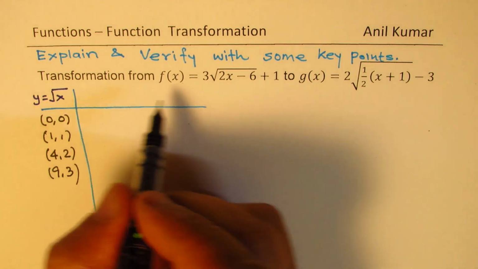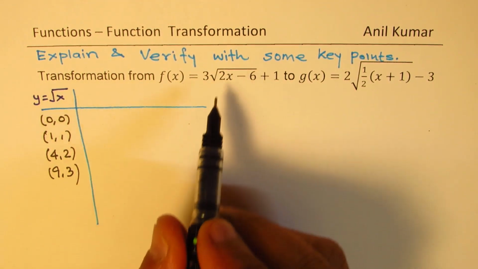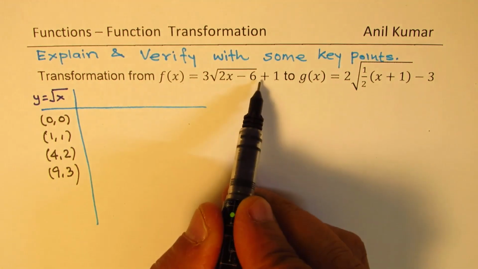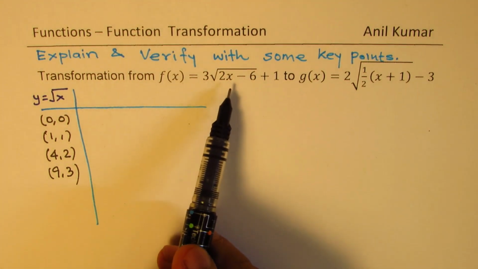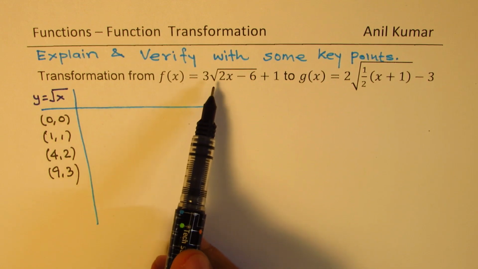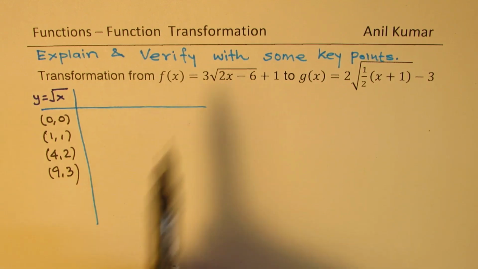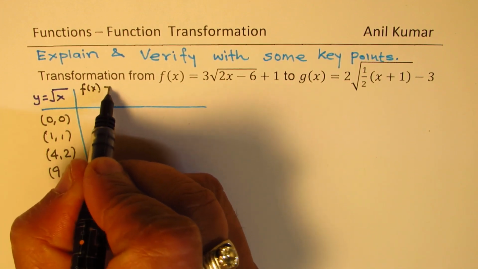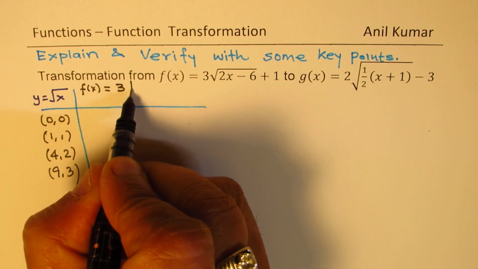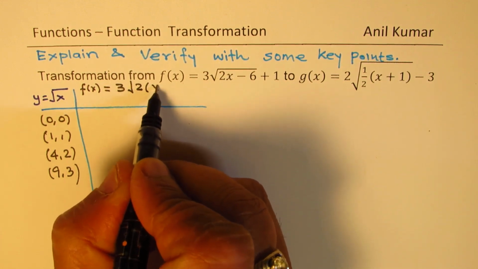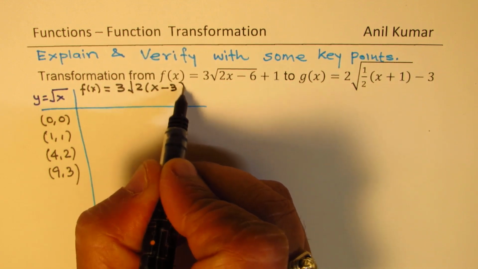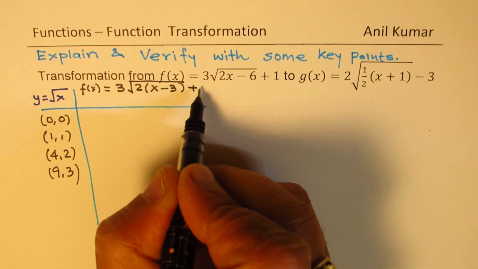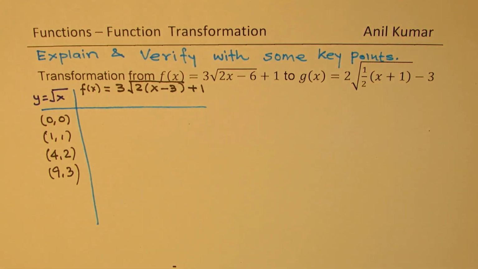Now the function f of x, which we are talking about, is 3 square root of 2x minus 6, plus 1. To write the transformed image points, we should actually factor 2, right? So we could write this function f of x as equal to 3 times square root of 2 common x. When you factor this out, you get minus 3 here, right? Plus 1.